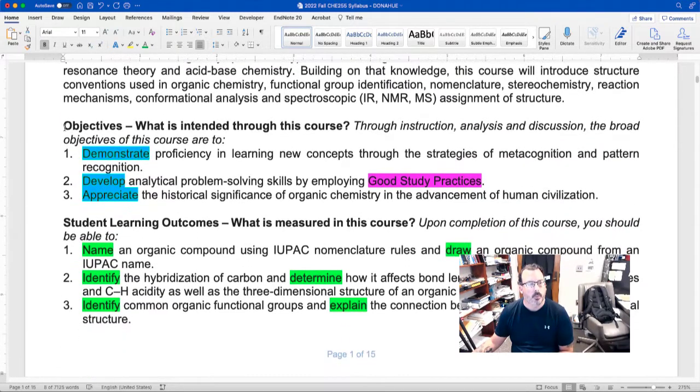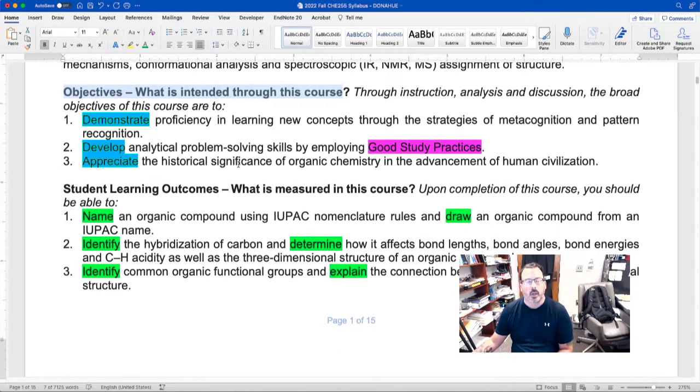So, objectives, what is intended through this course. So, not everyone's going to be an organic chemist, but this course is required in your major. That's why you're taking it. So I would challenge you to think about, why is your major degree requiring you to take this course? So here are some things that I think are going to be beneficial to you as the semester progresses.